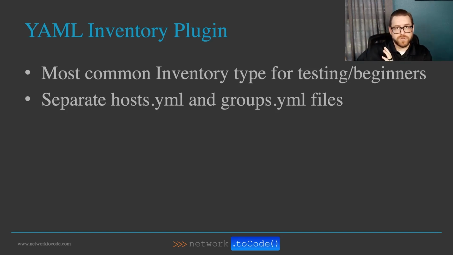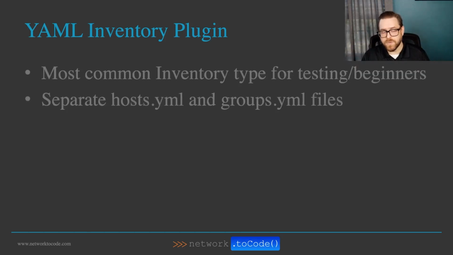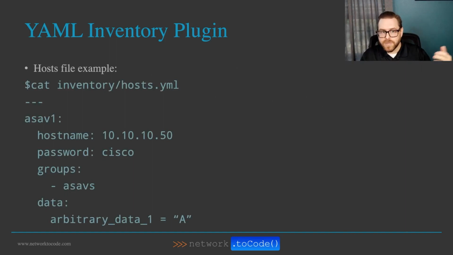If you have an existing other source of truth, you want to integrate with it. But if you're just testing this out, use it. It's just a hosts.yaml and groups.yaml file that contain attributes about your inventory. In the example hosts file here, you have a host name, the password, what group it's a member of, and any arbitrary data you wish to hang off of it.